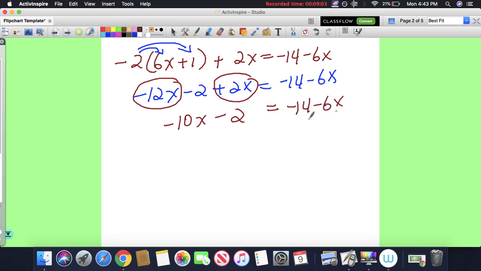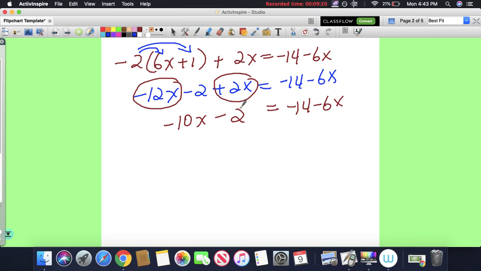Those two I can't combine because they're not like terms. Check. Distributive property? Check. Combine like terms? Check. Third thing, is there a variable on the left side? Is there a variable on the right side? There's a variable on both sides. One of them has to go.